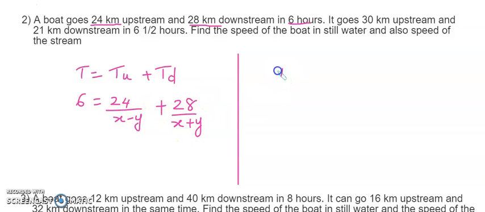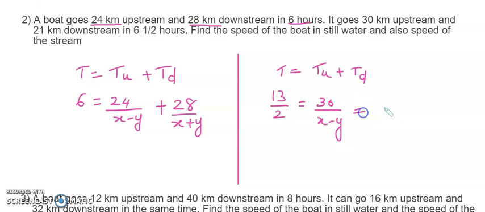Okay, and in case 2, total time taken, again time taken in upstream and time taken in downstream. So how much time are they taking? 30 kilometers upstream, 21 kilometers downstream, 6.5. 6.5 can be 13 by 2 kilometers. Okay, that is equals to upstream is 30 kilometers per hour, 30 upon x minus y, and this will be 28 upon x minus y plus 21 upon x plus y, right? Clear? So then you will do the double elimination and you will solve it, right?